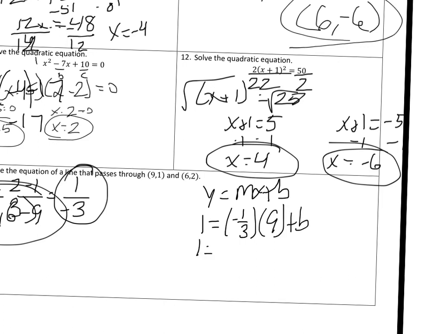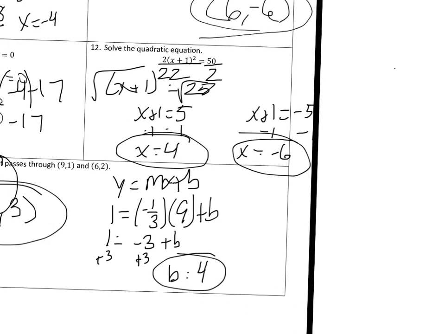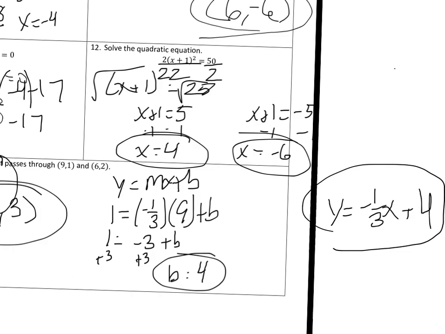1 equals, well, 1/3 of 9 is 3, and it's a negative times a positive, so it's got to be a negative 3. And now I just have to add 3 to both sides. So I get b equals 4. There's my y-intercept. So the last thing I got to do, take my slope, my y-intercept, and here's my equation. y equals negative 1/3, which is the slope, x, plus that y-intercept, which is 4. And there you go. Good luck, guys.